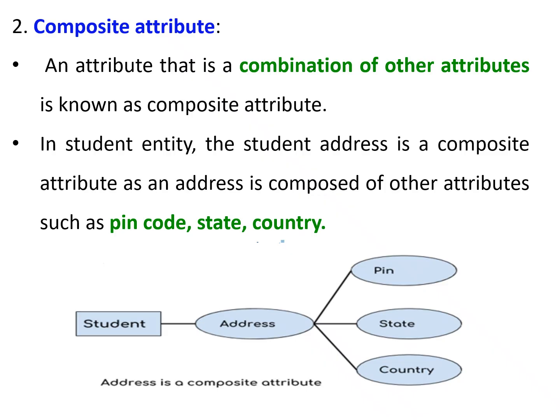Second type is composite attribute, which means an attribute that is a combination of other attributes is called a composite attribute. So in an entity, the student address is a composite attribute as an address is composed of other attributes, for example, pin code, state, country. These are all a combination of other attributes. So this is called a composite attribute.